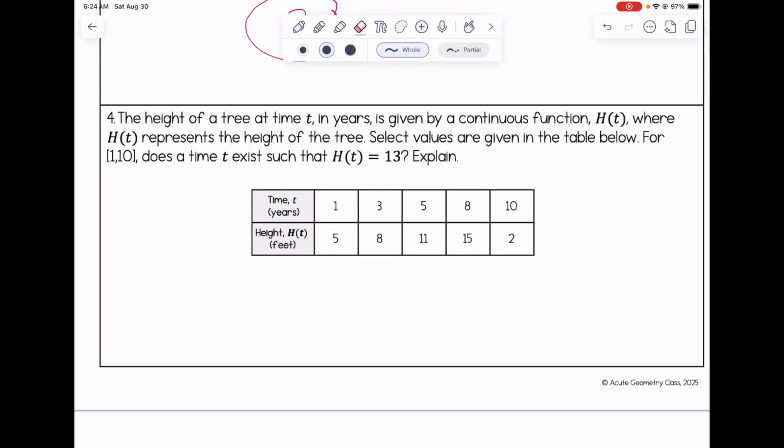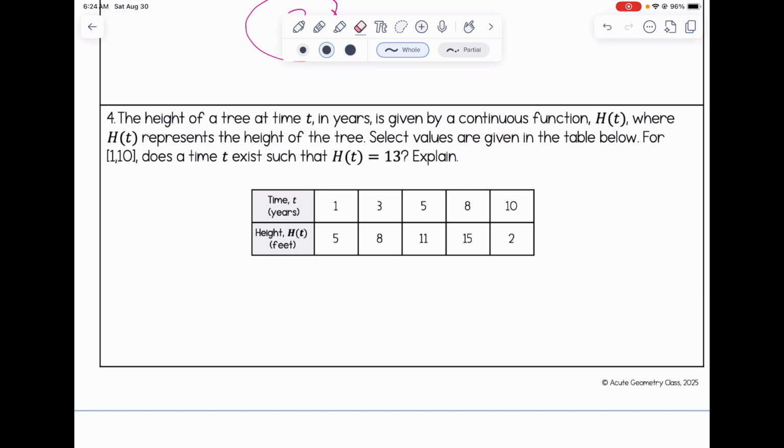All right, last question in this video, number 4. The height of a tree at time t in years is given by a continuous function, h of t. H of t represents the height of the tree. Select values are given in the table below. Over the interval 1 to 10, does the time t exist where h of t equals 13?